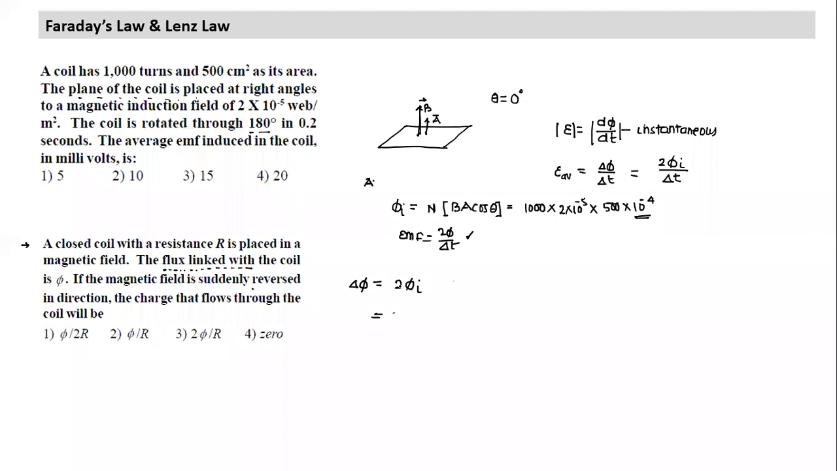So change in flux, I could have written like this also: change in flux is equal to final flux minus initial flux. Final flux will be minus phi, minus the initial flux. We are always calculating magnitude; it's not asking about the direction. The magnitude of change in flux will be twice the initial flux. So this also is a fairly simple question. Change in flux is equal to 2 phi. And charge flow, delta Q, will be equal to 1 by R times the change in flux. That's all. That's the answer.